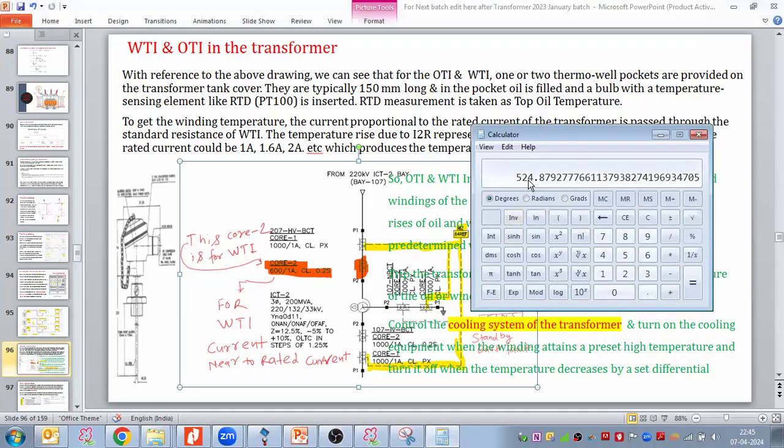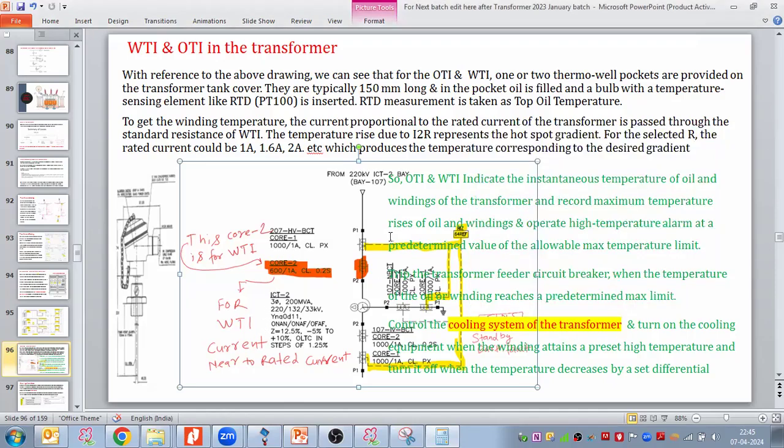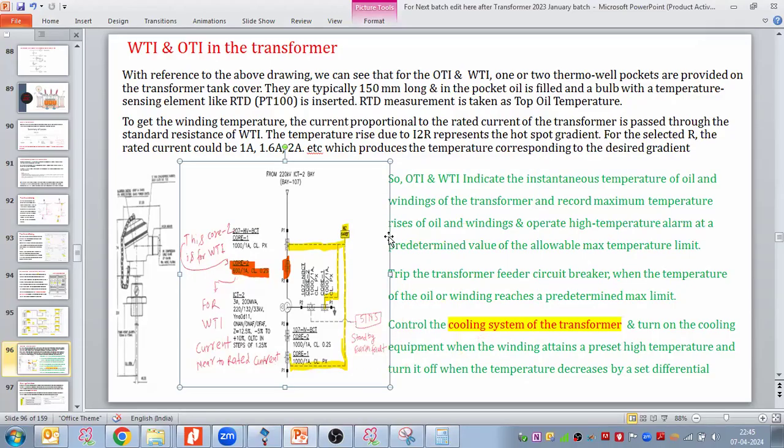So 524 is the current coming. The nearby standard rating available is 600 ampere. So we have taken 600 ampere for the WTI. Am I clear why I have taken 600 ampere here? Or what should we take? What current should we take for the WTI CT?